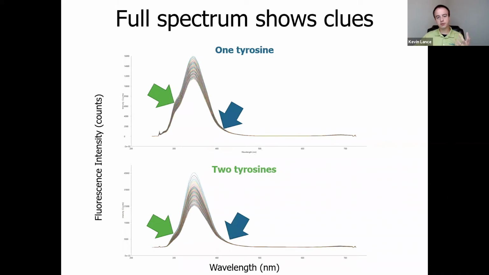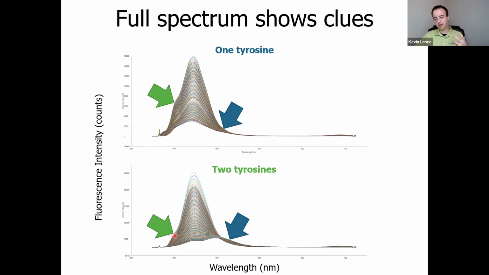If we look at the full spectrum fluorescence, we actually get 2 clues into what's happening. The first is shown by the green arrow: the 1-tyrosine protein, or blue protein from the previous slide, actually shows a stronger tyrosine peak than the 2-tyrosine protein. That's already pretty interesting because it's counterintuitive and not what we would have expected. That's the amplitude of the shoulder here, 1-tyrosine having a higher amplitude than 2 tyrosines.